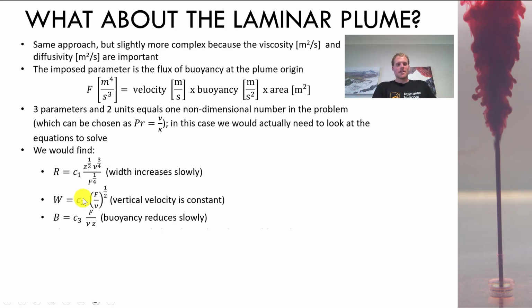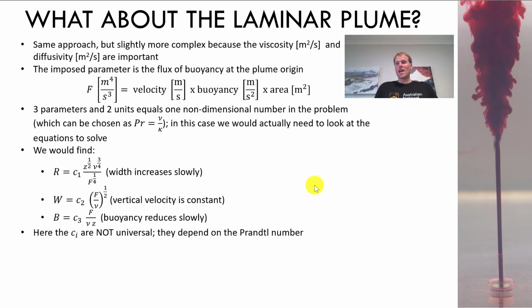And lastly, the buoyancy reduces, but it doesn't reduce anywhere near as fast as it does for the turbulent plume because it's relying on a diffusive transfer of the ambient into the plume, whereas in the turbulent regime, it's got this turbulent entrainment, which is much more efficient. And so these constants that we've used here, these C1, C2, and C3, they are not universal because they depend on the non-dimensional Prandtl number.